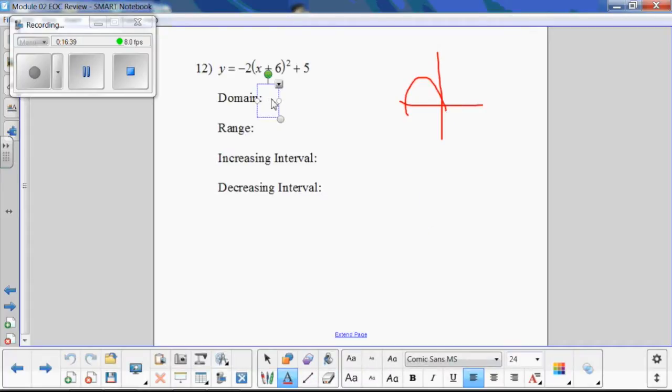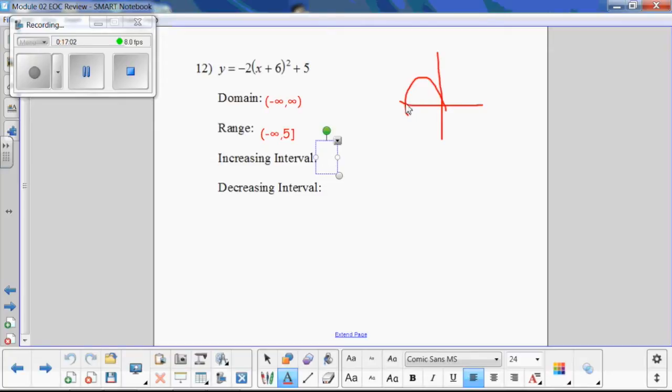Domain, of course, we know is always -∞ to infinity. Our range is our highest or lowest point. It doesn't have a lowest point, so that's -∞. Our highest point is 5, and since we actually reached that, we use a bracket.